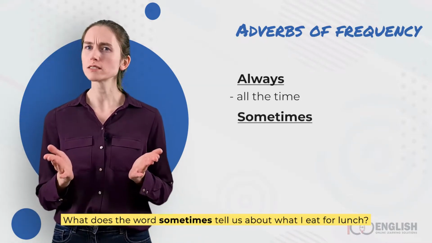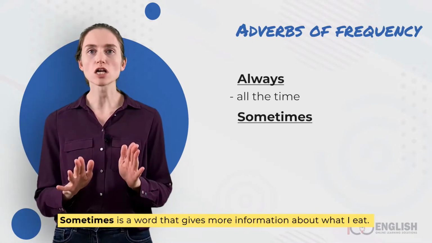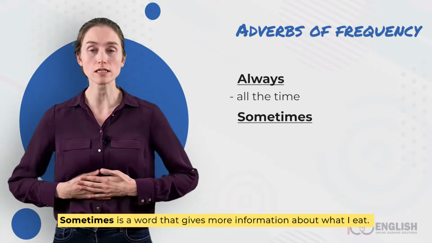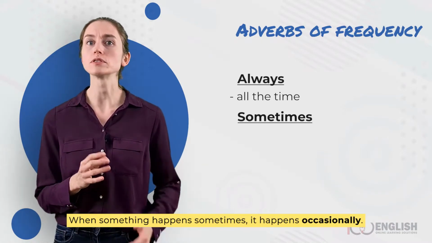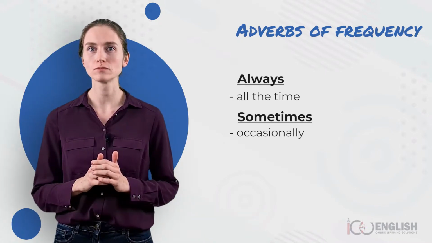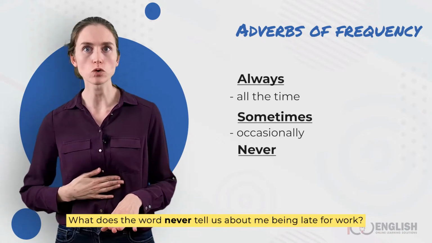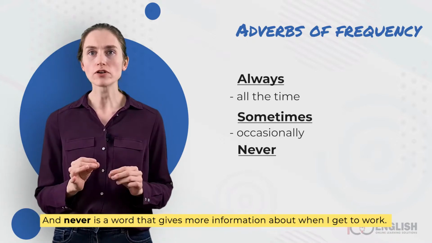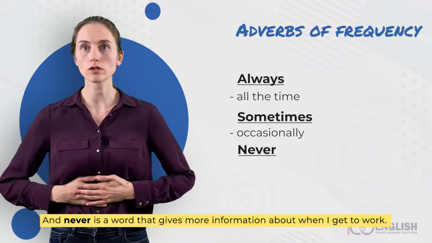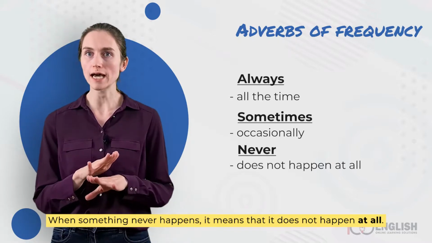What does the word sometimes tell us about what I eat for lunch? Sometimes is a word that gives more information about what I eat. When something happens sometimes, it happens occasionally. What does the word never tell us about me being late for work? Never is a word that gives more information about when I get to work. When something never happens, it means that it does not happen at all.